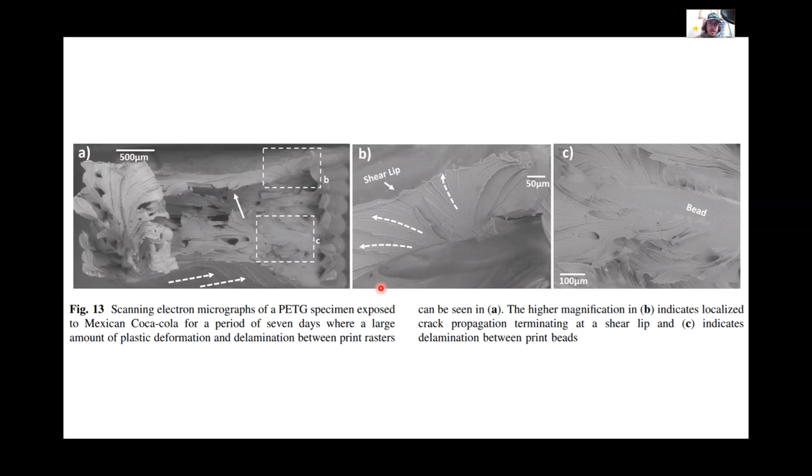Other things to kind of look at, again, this is PETG. This was exposed to Mexican Coke, and very specific there. A lot of plastic deformation occurred. And there's another story, but I'll focus mostly on the key fracture surface I want to show, which is a shear lip. So kind of this deformation at the end of the failure, or the final rupture for at least this crack interface, the shear lip. And so that's another feature to look at. I didn't title the slide because I had it labeled on the picture.